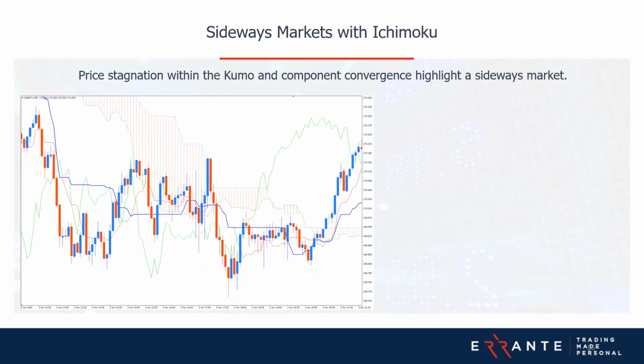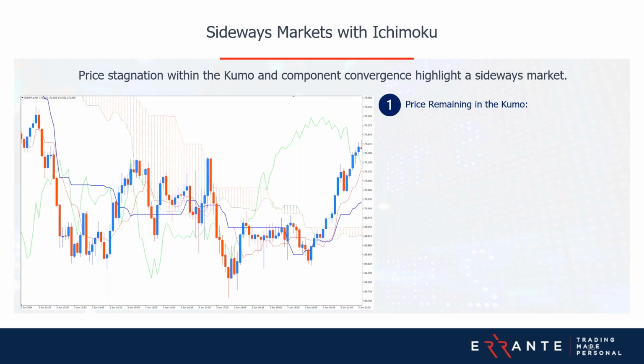Continuing our discussion on trading markets, it's equally important to understand the characteristics of sideways markets. Sideways markets can often provide false signals if we don't give priority to price action and Ichimoku features. So let's explore the indicators that signify sideways or range-bound markets using the Ichimoku system.